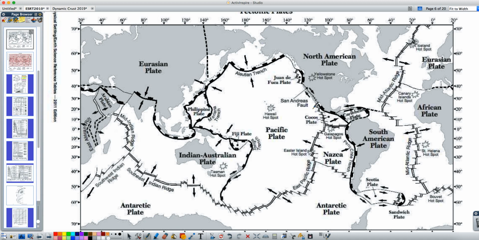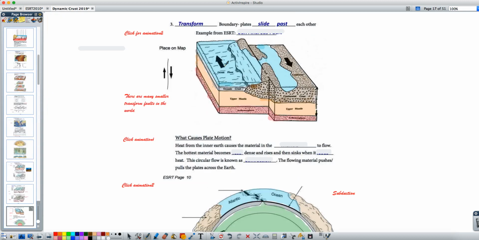And what's interesting about this is, people always say, oh, California's going to fall off into the ocean. That's not what's happening. One piece of California is sliding north, while another piece is sliding south. So one day, Los Angeles and San Francisco might be right next to each other. So let's take a look. That's your transform boundary. So the example that you should have put before was the San Andreas Fault.